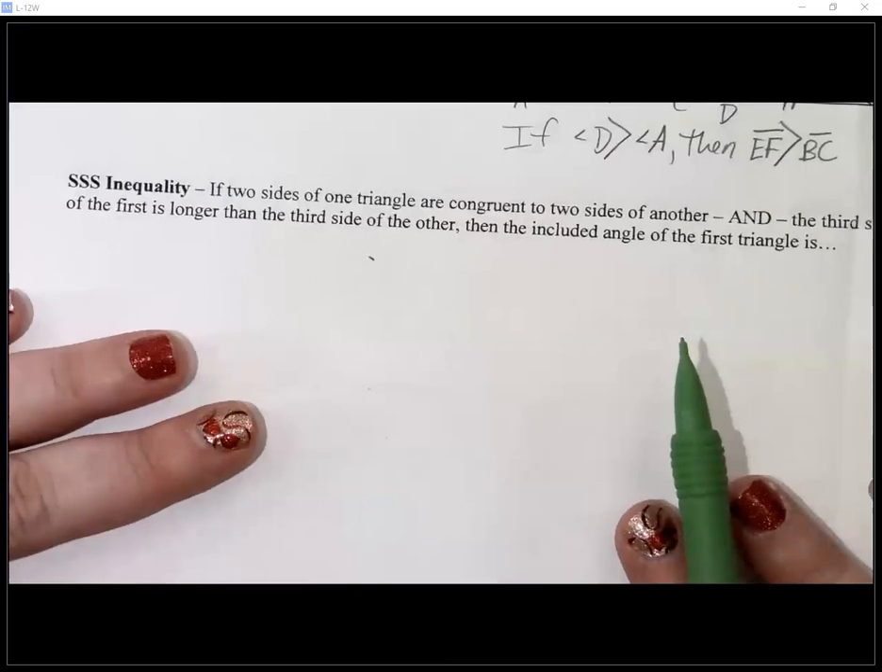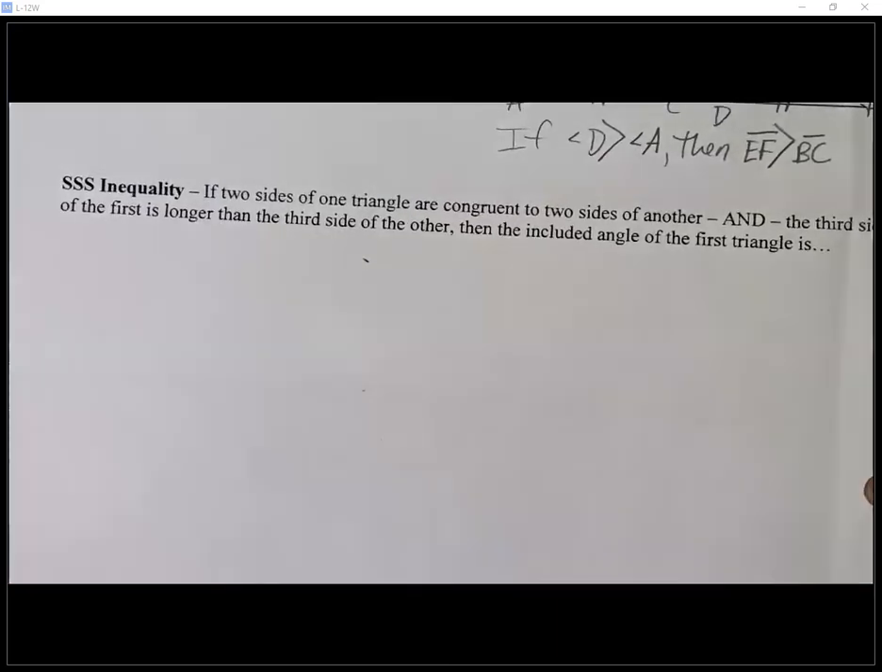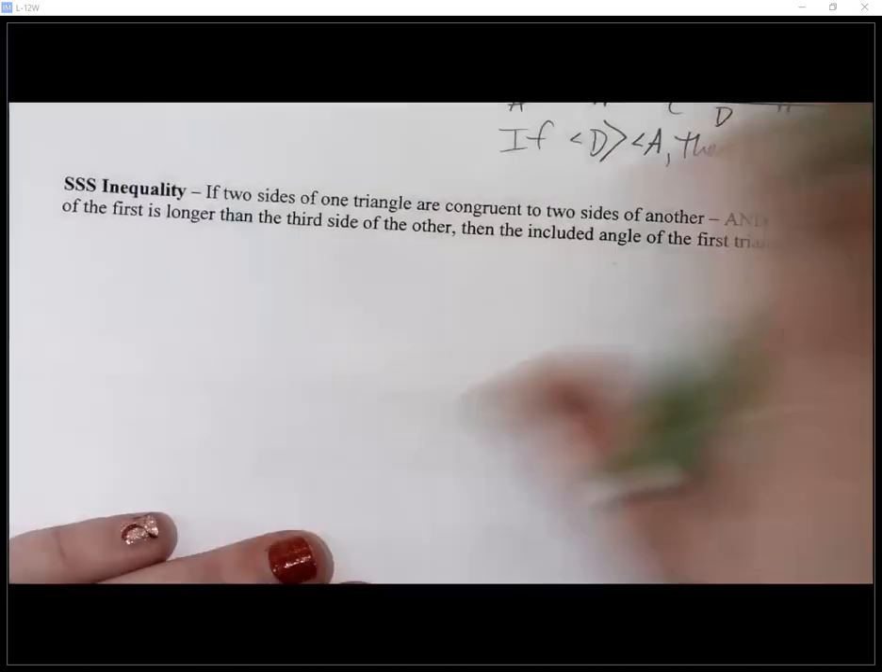So what does this say? If two sides of one triangle are congruent to two sides of another, and the third side of the first is longer than the third side of the other, then the included angle of the first. Okay, so now we're basically going backwards. So let's draw it first, and we get to draw our own triangles.